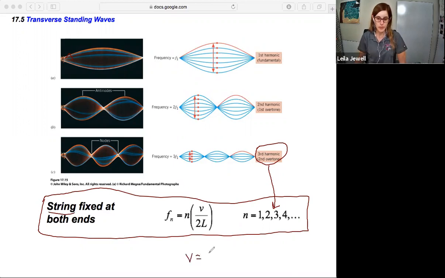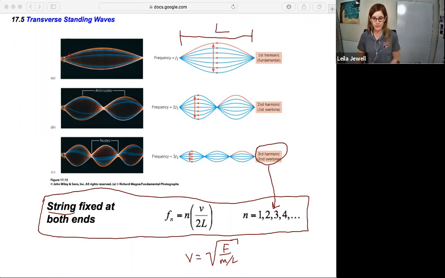Remember, we saw that the speed of a wave on a string is the square root of the force divided by the linear density, mass per unit length. So that's going to be fixed. And then L is our overall length of the string. So those are the parameters, and that gives us the frequency, which is closely related to the wavelength. So this is a really handy equation.